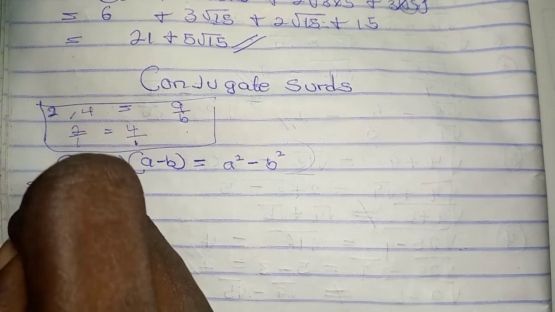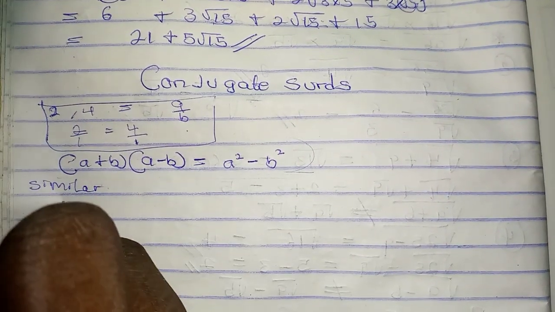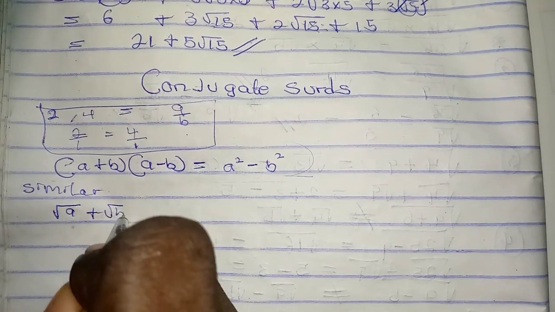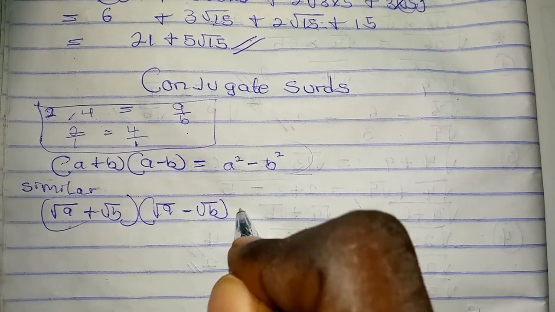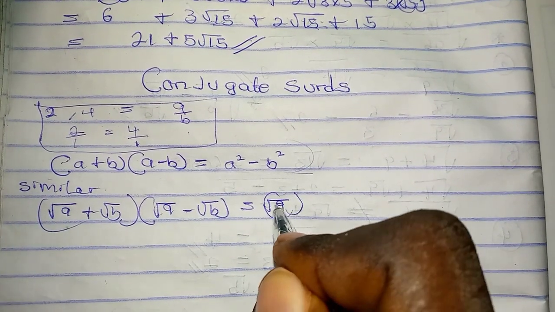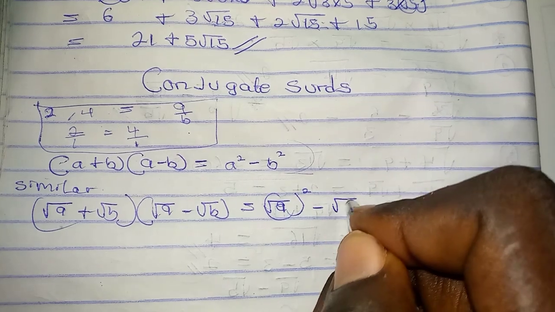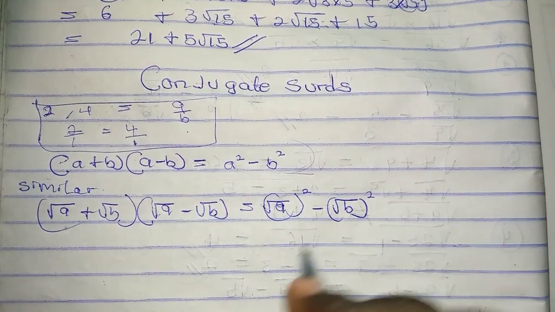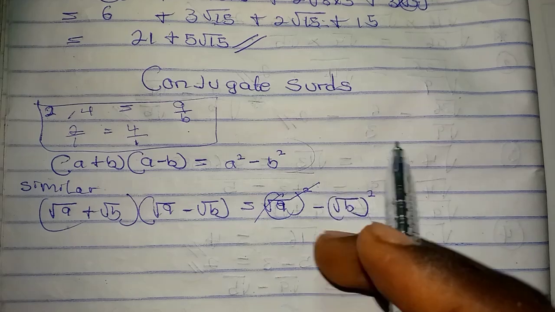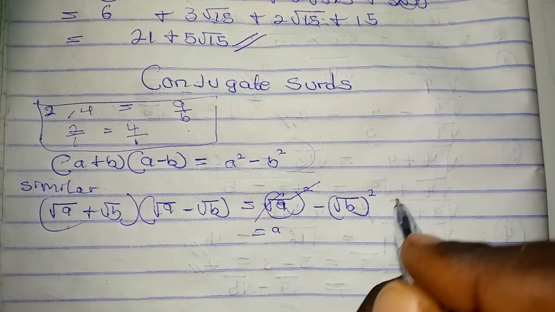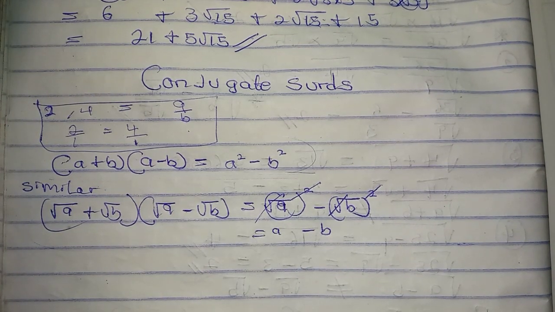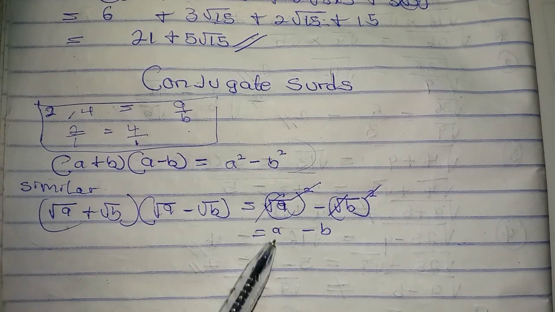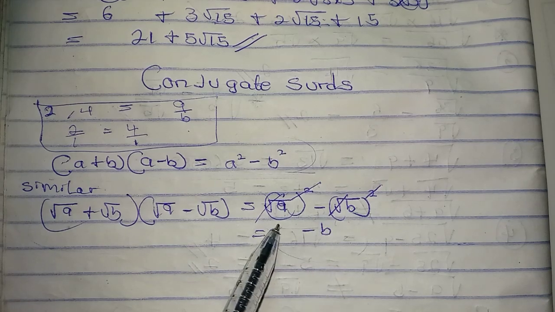So in similar terms, we can say that root A plus root B, into open bracket root A minus root B, is equal to root A squared minus root B squared. So root A squared, root cancels the square, we have A, and here we have minus B. Therefore, we said conjugate. When you multiply it together, it's going to give us a rational number. This is a rational number.